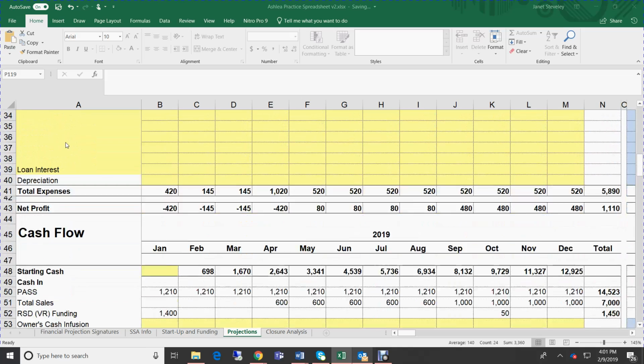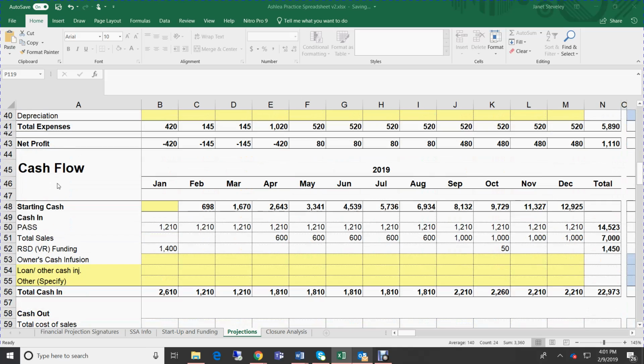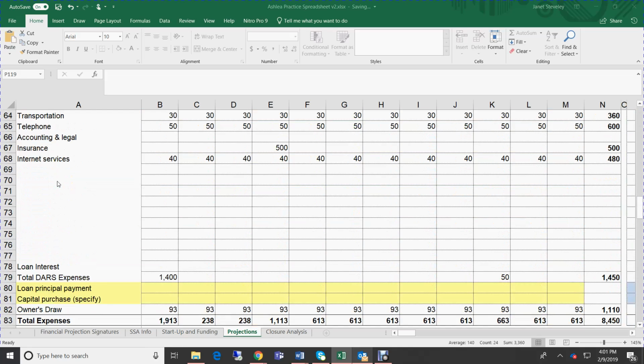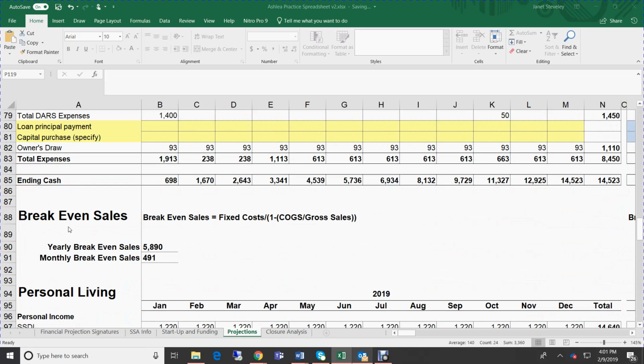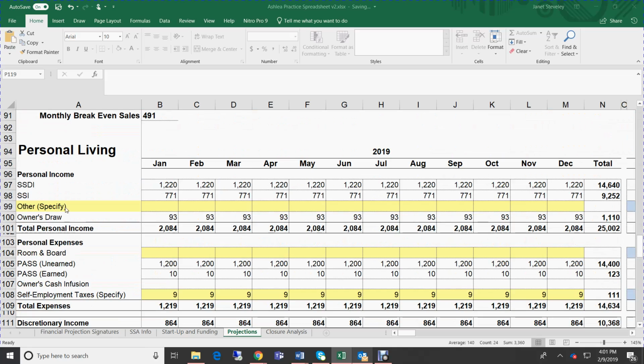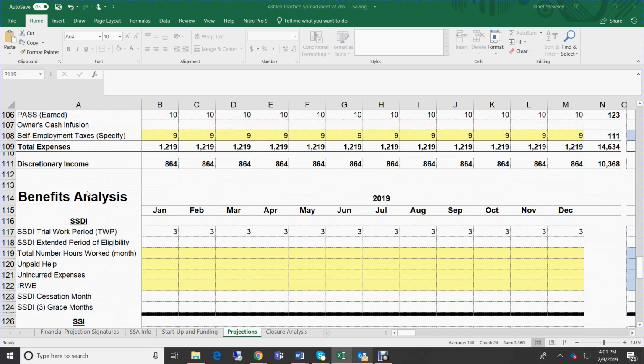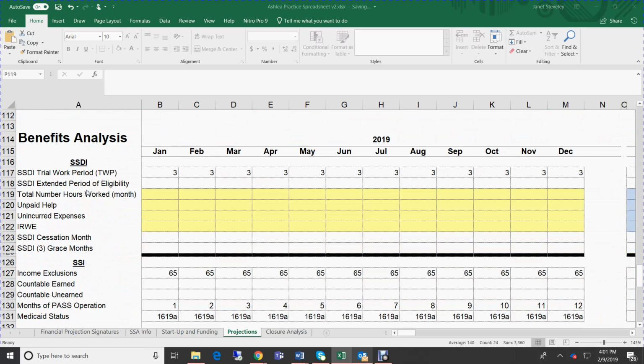You have profit and loss. Next, you'll have cash flow. If you continue scrolling down, you'll see the break-even analysis section, then personal living, and the very final section here is the benefits analysis. And I'm going to be bouncing around the spreadsheet a little, so I just apologize for that in advance.